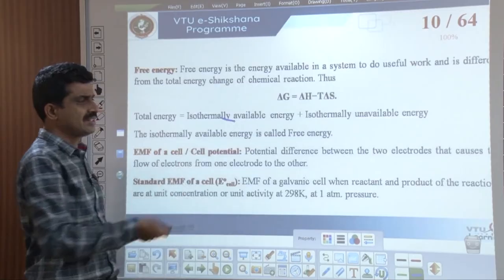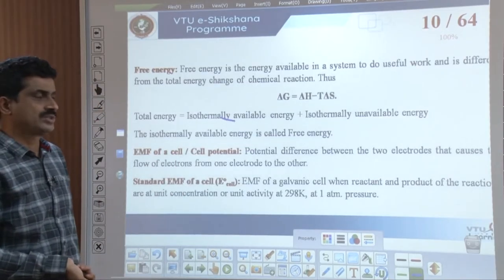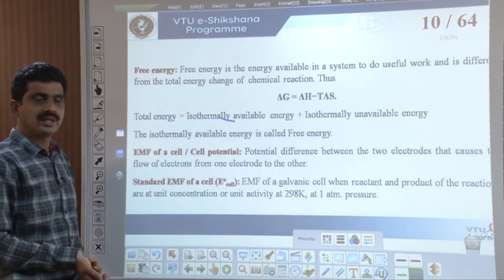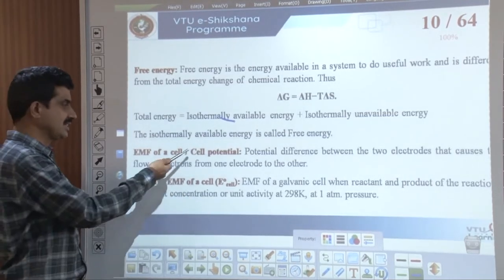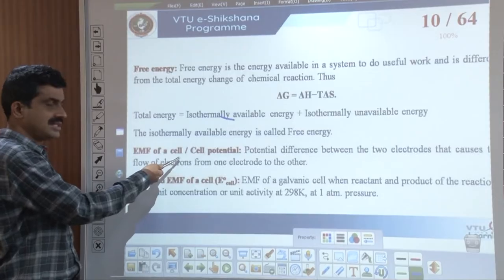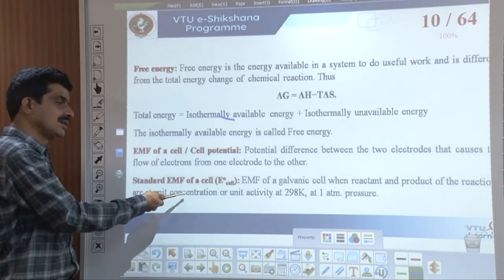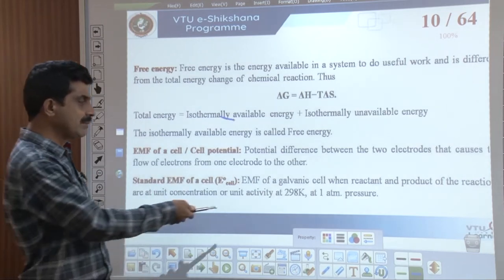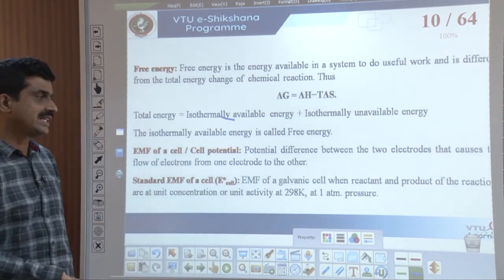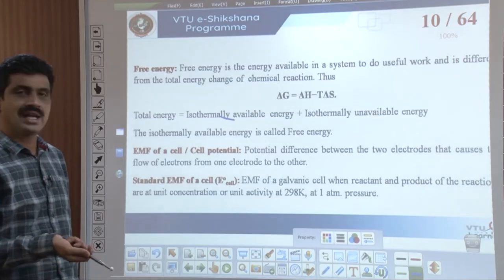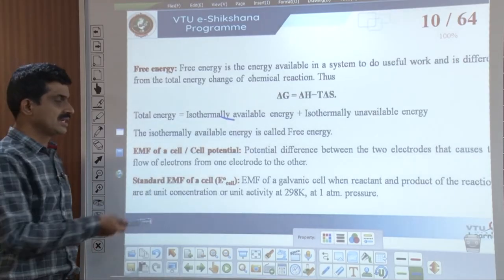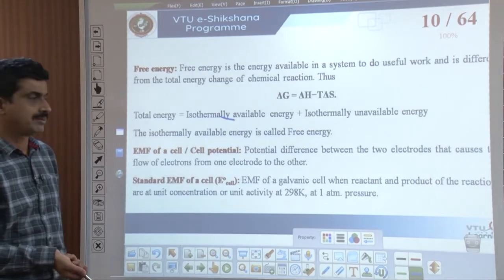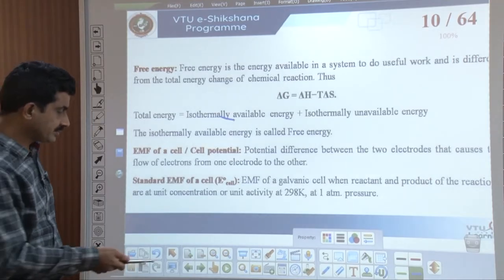So it is the potential difference between the two electrodes that causes the flow of electrons from one electrode to the other. Then what is standard EMF? This is represented as E cell, whereas the standard EMF of a cell is represented as E naught cell. E naught cell is the EMF of a galvanic cell when reactant and product of the reactions are at unit concentration or at unit activity at 298 Kelvin and at a pressure of 1 atmosphere.